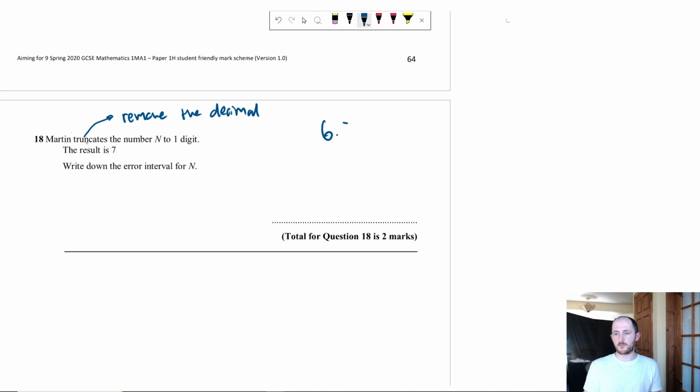So if I were to round 6.7 to the nearest whole number, you would say it's 7, right? Cool. When I truncate it, all I'm doing is crossing out the 0.7, so my answer would be 6. So in this question, it says Martin truncates the number n to 1 digit. The result is 7. Write down the error interval. So you always put the letter in the middle.